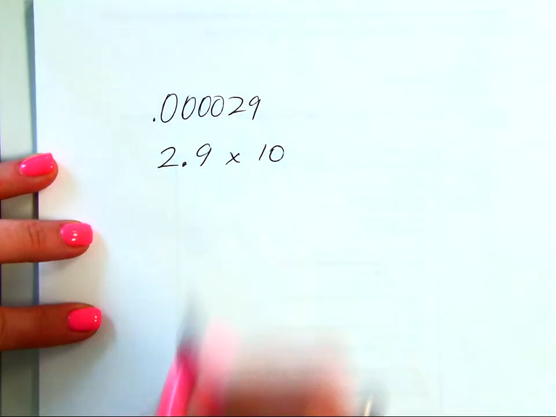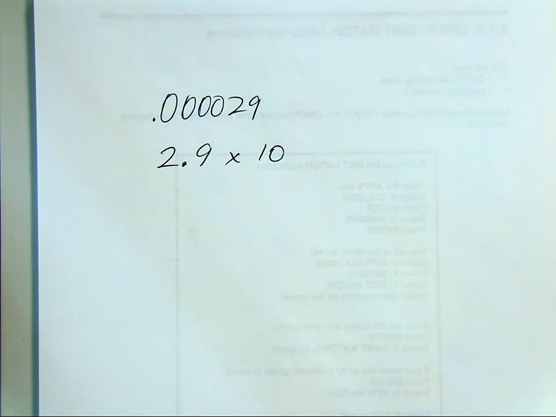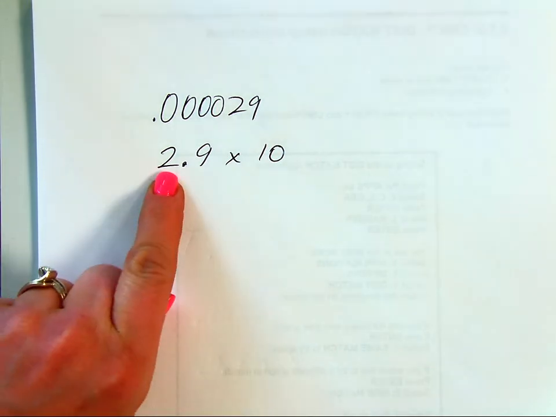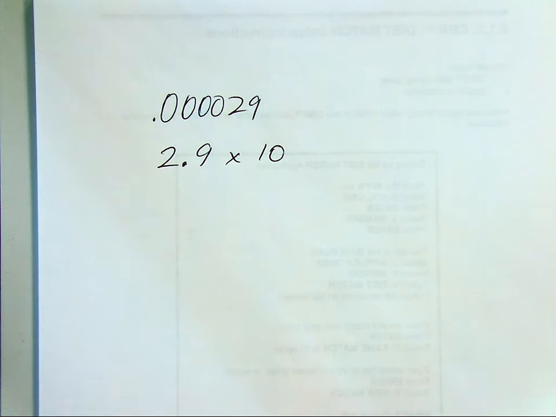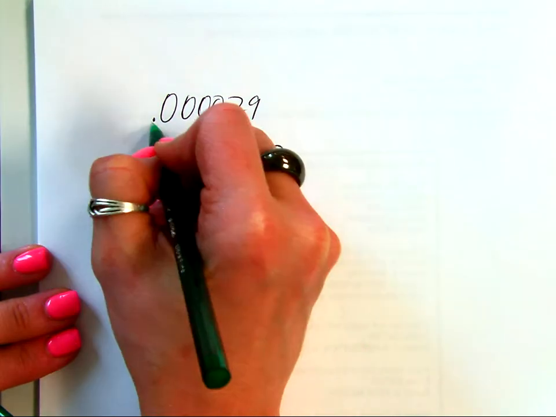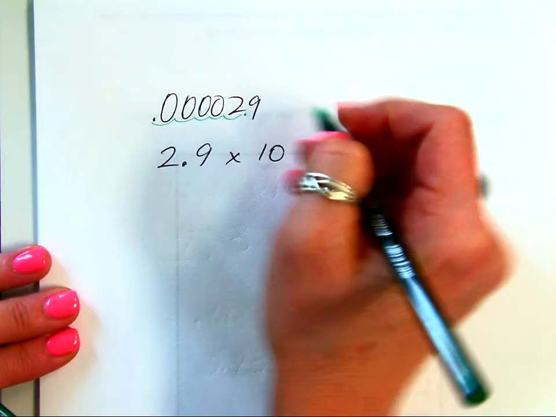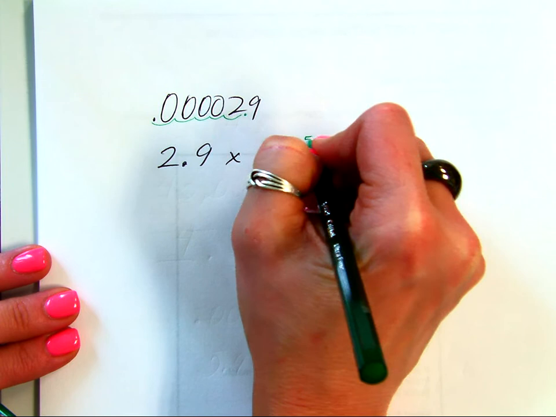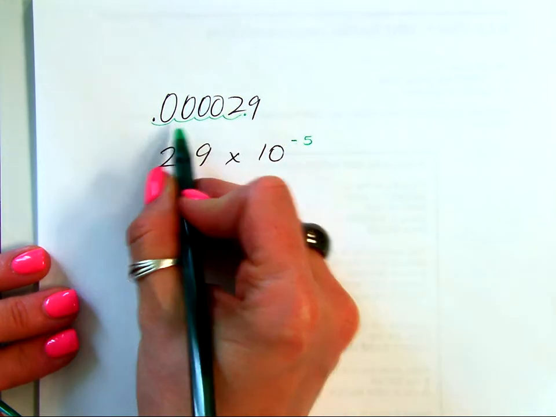So I know I need it to look like that, right? I need that decimal in between the 2 and the 9. You can only have one number in front. I'm looking at here. It needs to be here. I move it 1, 2, 3, 4, 5. So that is a negative 5. It's negative because that's a tiny number. Is that what you got?